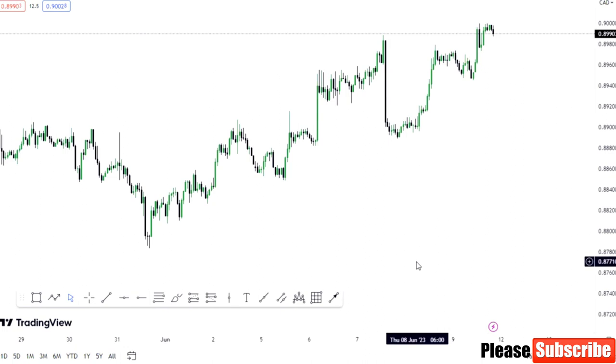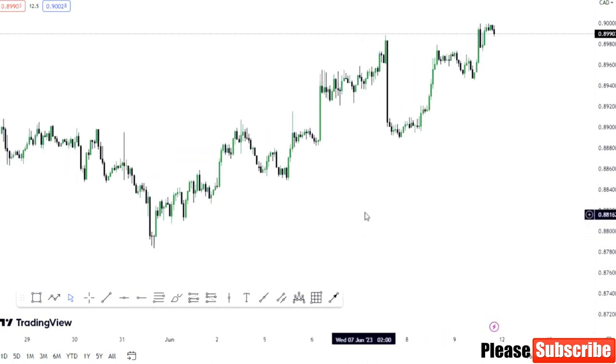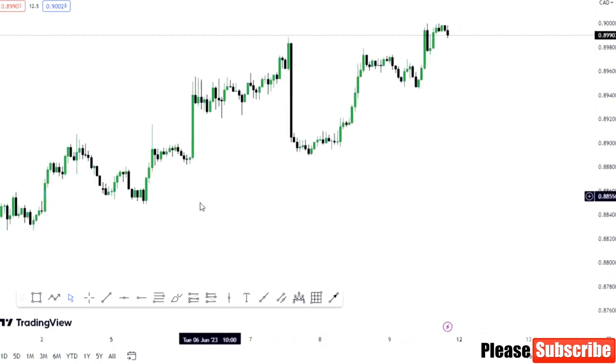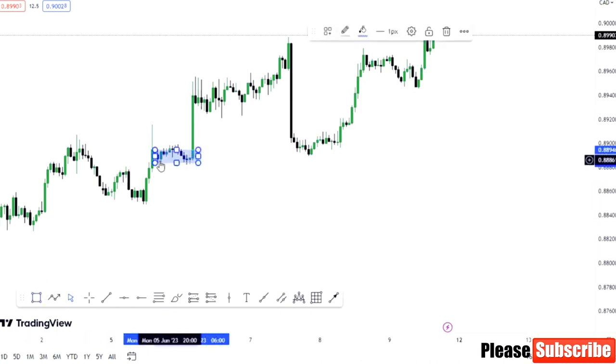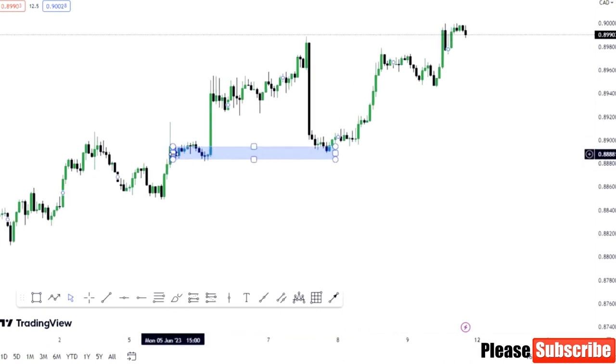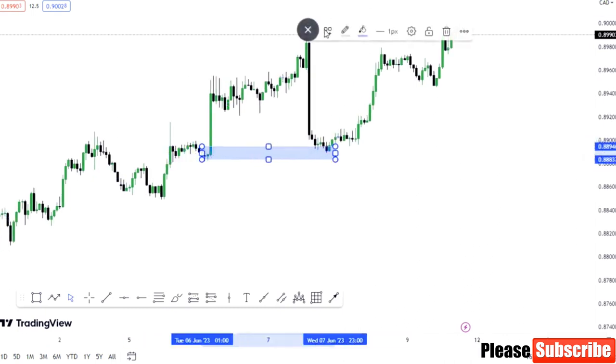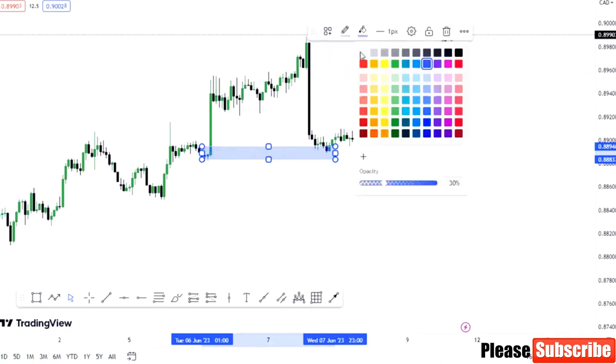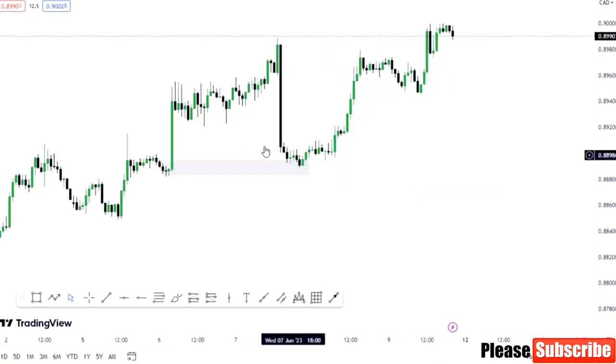Now how do you actually identify volume? Don't worry, you don't need any indicator. All you need is simple price action, and I'll show you how to do it. Over here we have AUD card, and we are on the 1 hour time frame. You can see we have this nice demand zone, and then this nice order block right there.